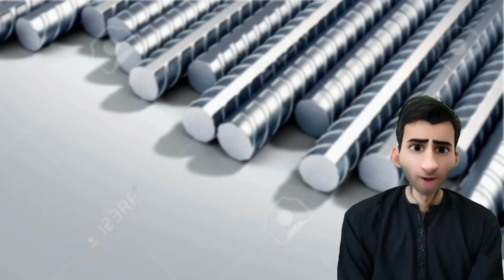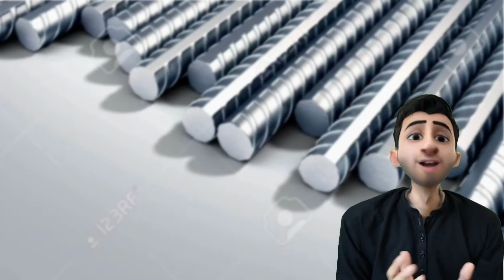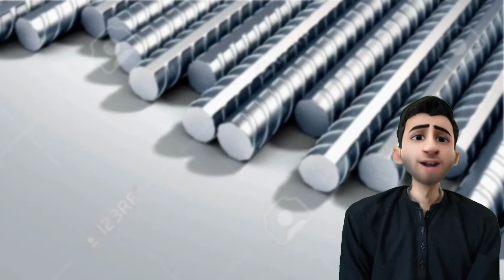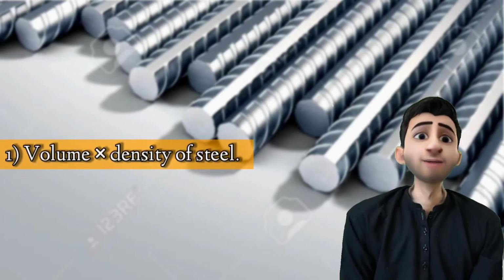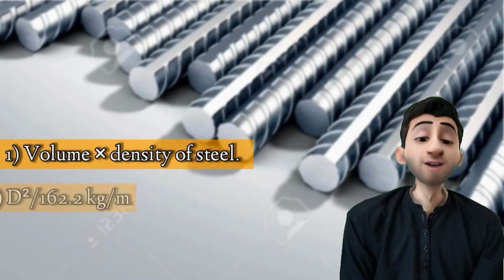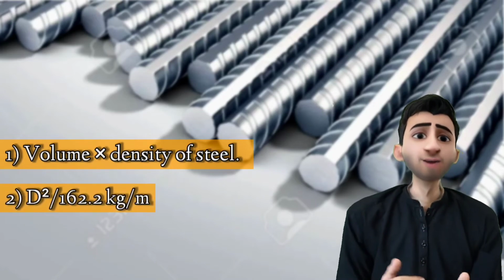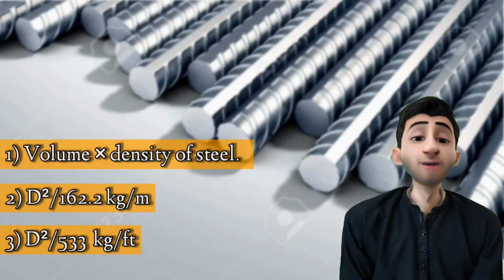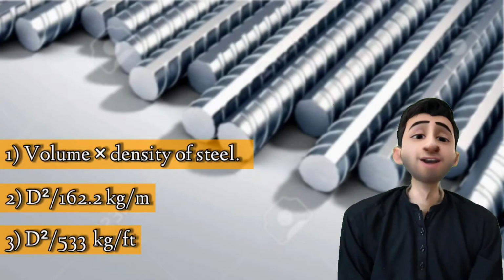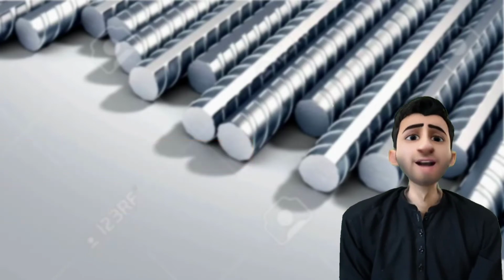So here are three formulas. If you remember all three, it will be very helpful for you. The first one is volume multiplied by density, in kg per meter. The second one is d square divided by 162, kg per meter. And the last one is d square divided by 533, kg per feet. So let's do some examples on these formulas.